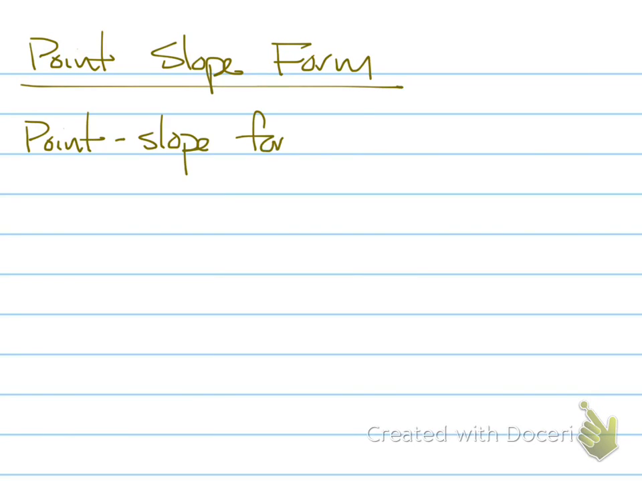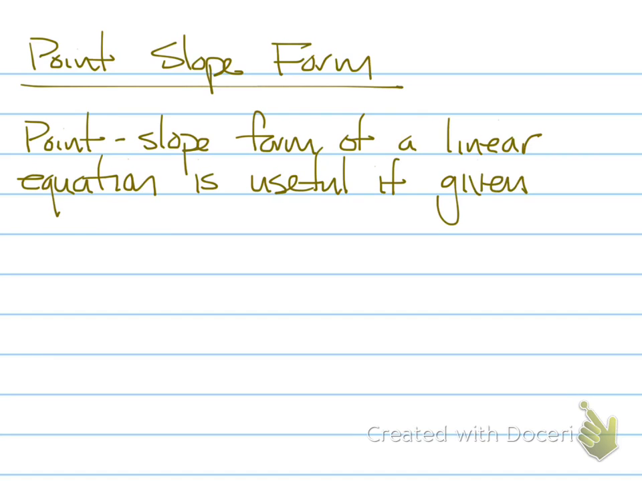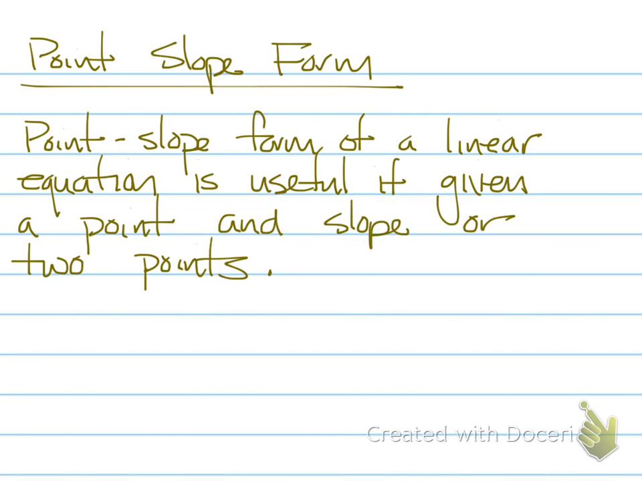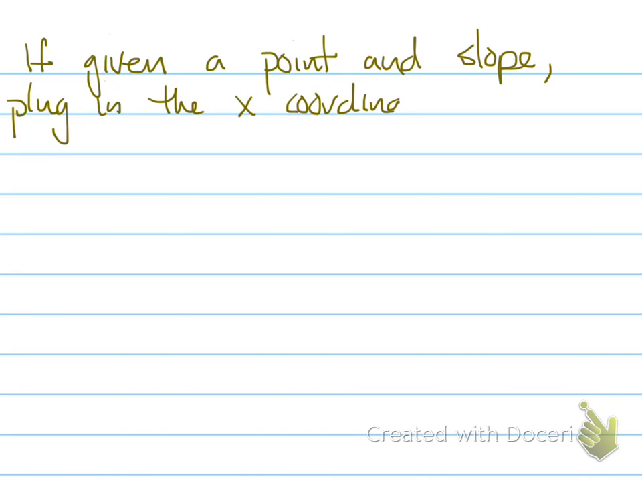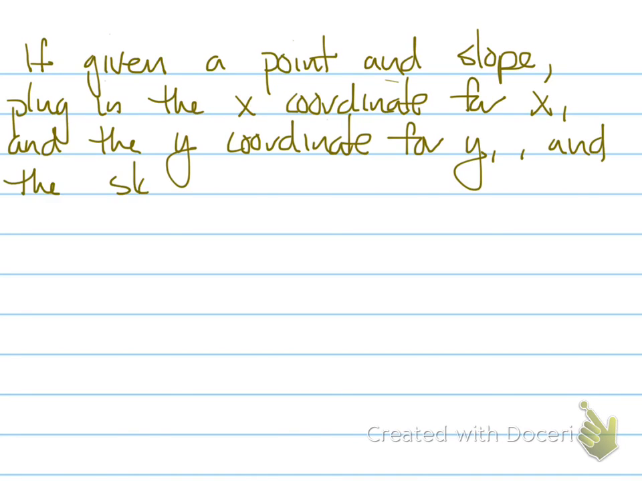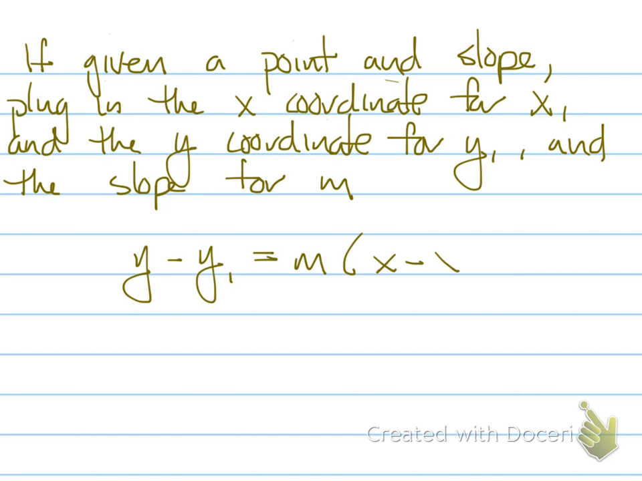In this lesson, we're going to be looking at the point-slope form of a linear equation. Point-slope form is useful whenever you're given a point and the slope of the line. If you're given a point and the slope, you're going to plug in the x-coordinate for x1, and you're going to plug in the y-coordinate of the point for y1, and then you simply plug in the slope for m.